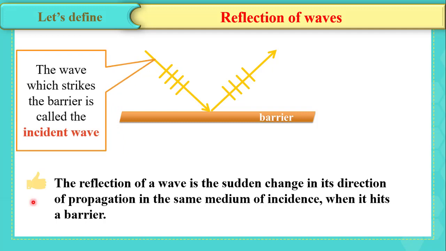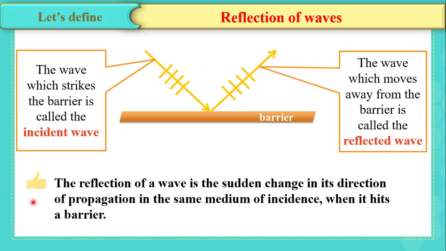Note that the wave which strikes the barrier is called the incident wave, and the wave which moves away from the barrier or bounces back is called the reflected wave. This is the incident wave. It is the wave which strikes the barrier, and the one which bounces back is called the reflected wave. You will hear these names a lot, so you should memorize them. Also, you should note that each wave is represented by a set of equidistant wavefronts and a wave ray which is perpendicular to these wavefronts.